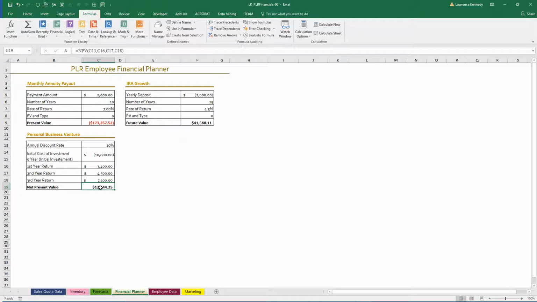So to do that, you can simply correct your formula. You can select F2, put a plus, and add your initial investment, and you can see the net present value is 2,144. Okay, so that covers Excel's financial functions.